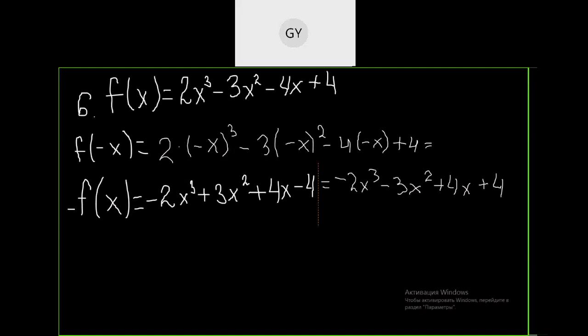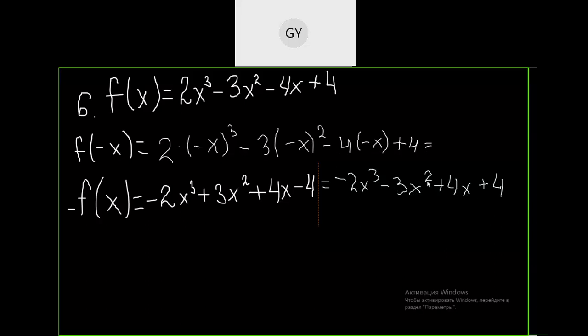Then the third function, f of x is equal to 2x cubed minus 3x squared minus 4x plus 4. This function is a sum of the previous two functions, but while the sum of an odd and an even number is an odd number, I can't conclude the same of the sum of an odd and an even function. So let's try. F of minus x is equal to 2 times minus x cubed minus 3 times minus x squared minus 4 times minus x plus 4, which is equal to minus 2x cubed minus 3x squared plus 4x plus 4.